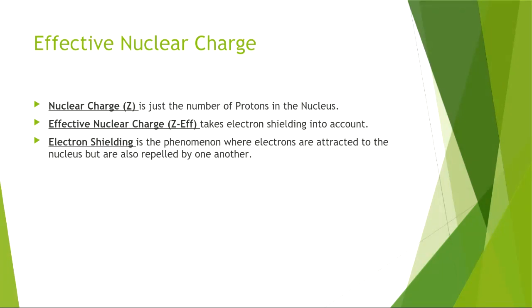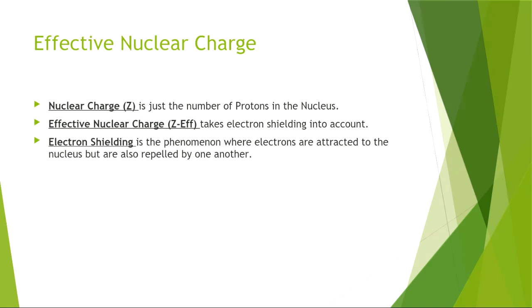You'll see it in the book and with Mr. Fisher as the Z number. It's really just the number of protons in the nucleus. It also indicates the positive charge of the whole atom. Effective nuclear charge takes electron shielding into account. You'll see Z effective as the terminology for it.